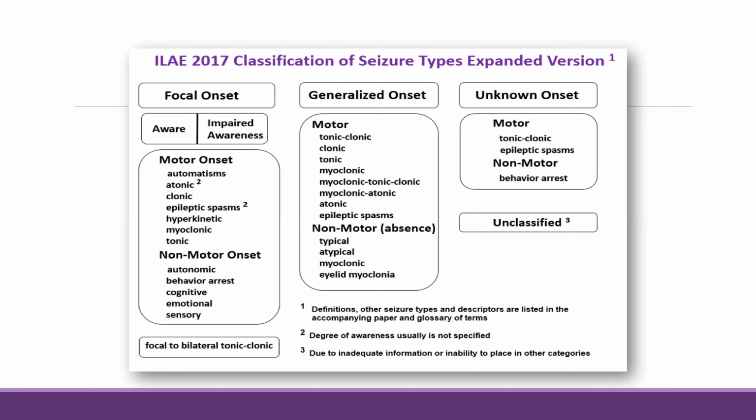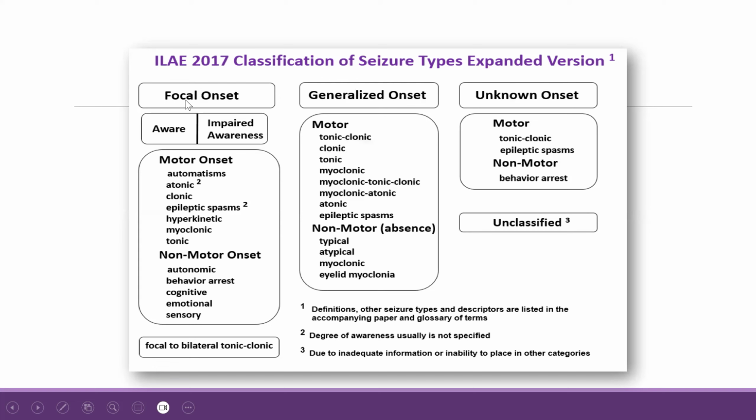In 2017, there is a classification for seizure types according to the onset. Either we have a focal onset, generalized, or unknown, or unclassified. Unclassified is when inadequate information is seen. Unknown onset is when the onset of the seizure is not witnessed. And focal means that either we have motor or non-motor symptoms.